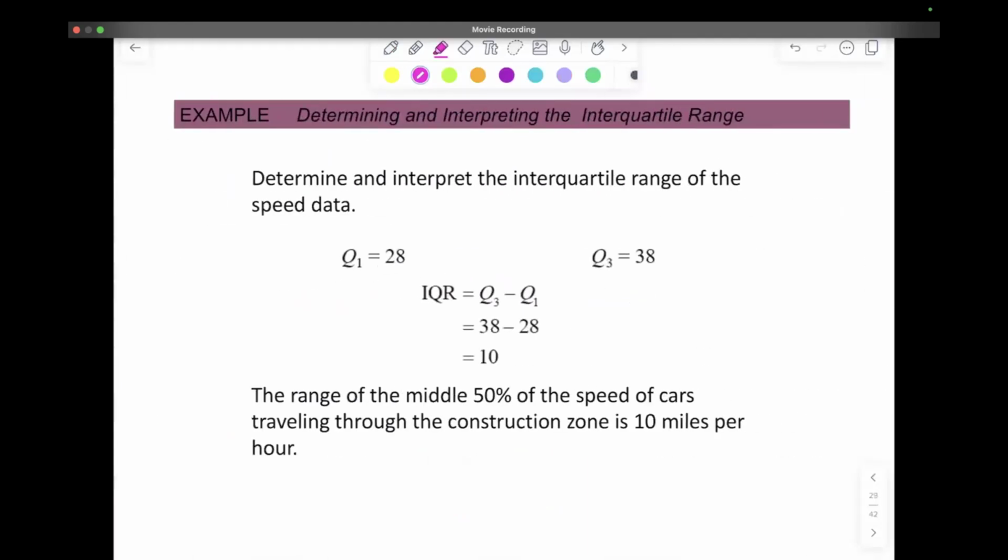Here it is right here. So my Q3 of the speed data is 38 and my Q1 is 28. So I take the 38 minus 28, I get 10. So the interquartile range is 10 miles per hour.